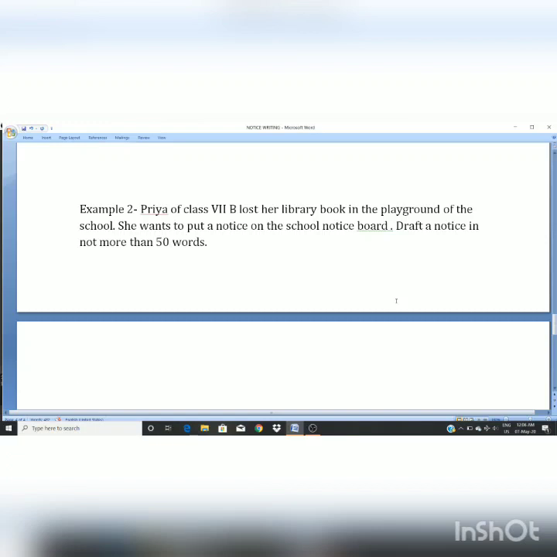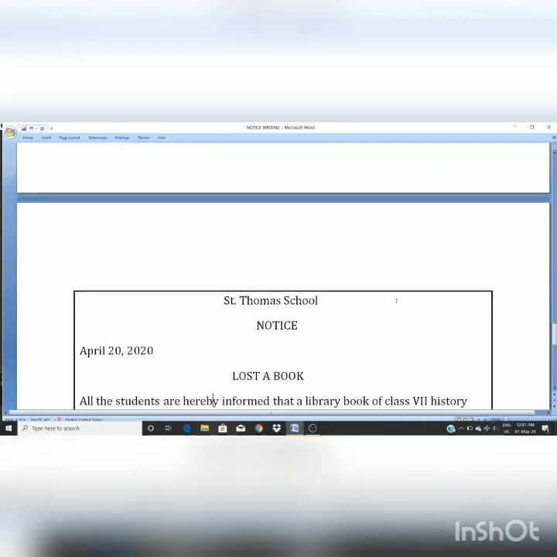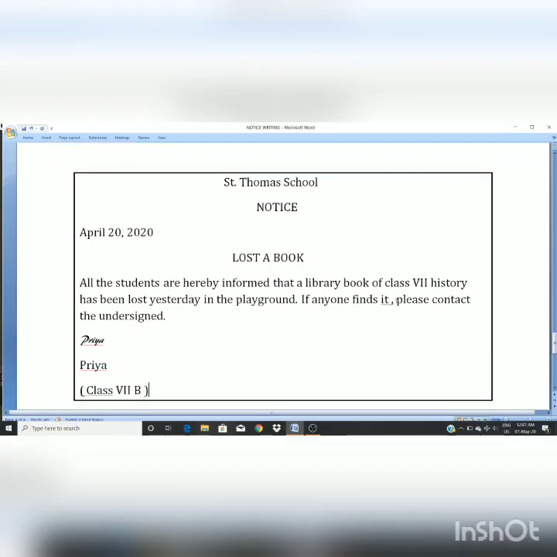Okay, now you have to write a notice, but I have told you what the rules of a notice are, that you cannot use first person and second person pronouns. Means you cannot write your notice like I have lost my library book. Okay, your notice should be in a formal language. So see the box. After that, put your school's name at the top. Second thing, notice in capital. Third thing, date at the corner in the British form. After that, your topic in capital or small.